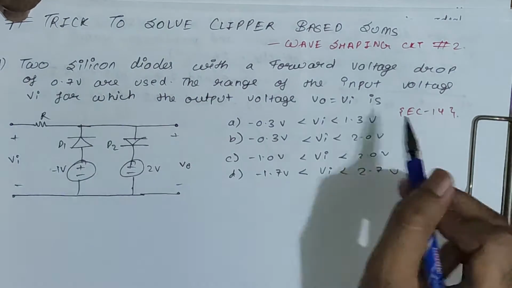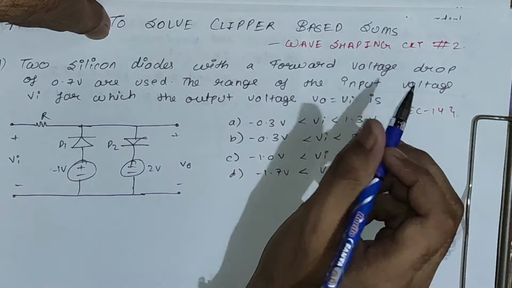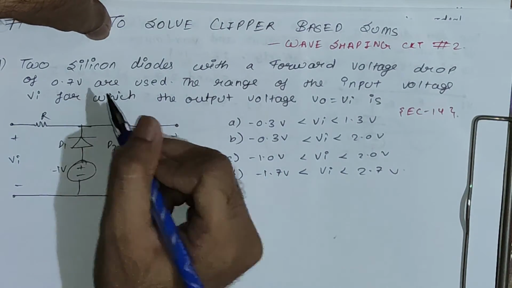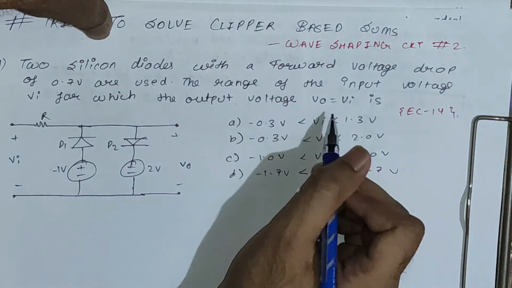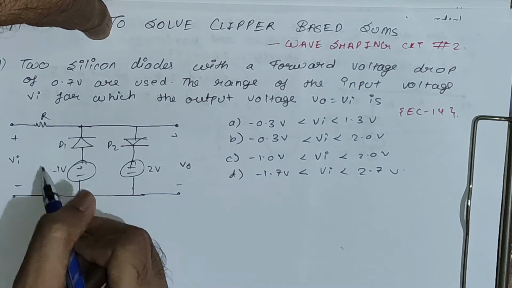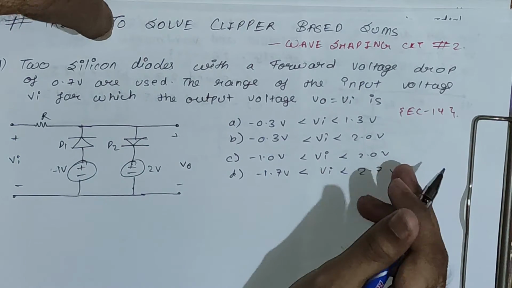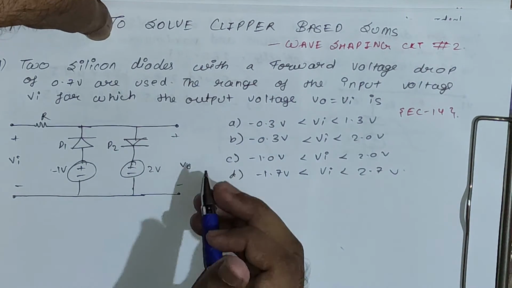So the first sum is from EC 2015. Two silicon diodes with a forward voltage drop of 0.7 volt are used. The range of the input voltage Vi for which the output voltage Vo is equals to Vi is. The circuit is given here and the options are there. So first take a look how I solve this sum and then I will show you the trick.